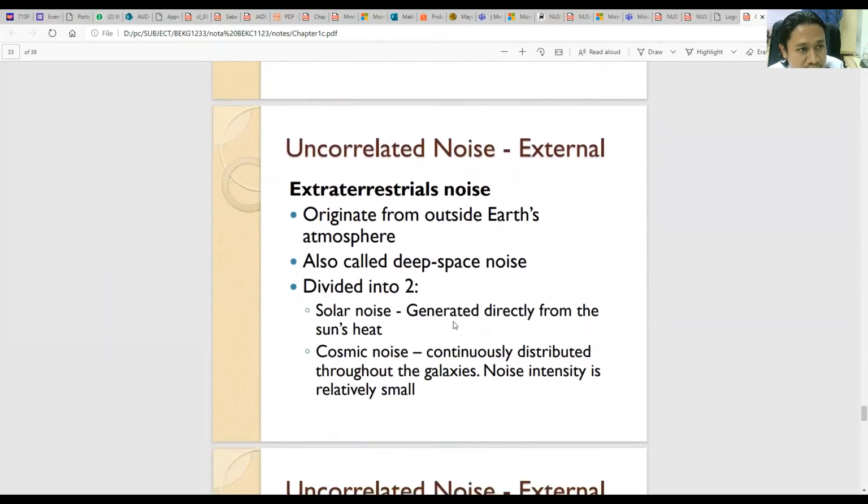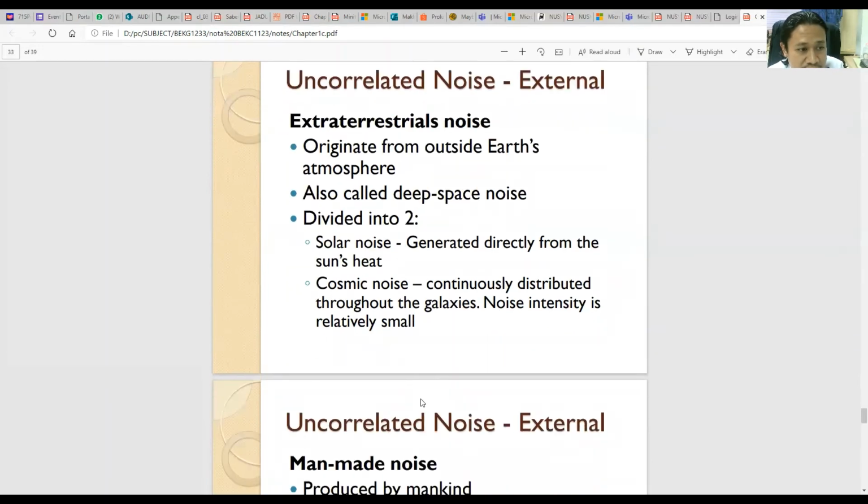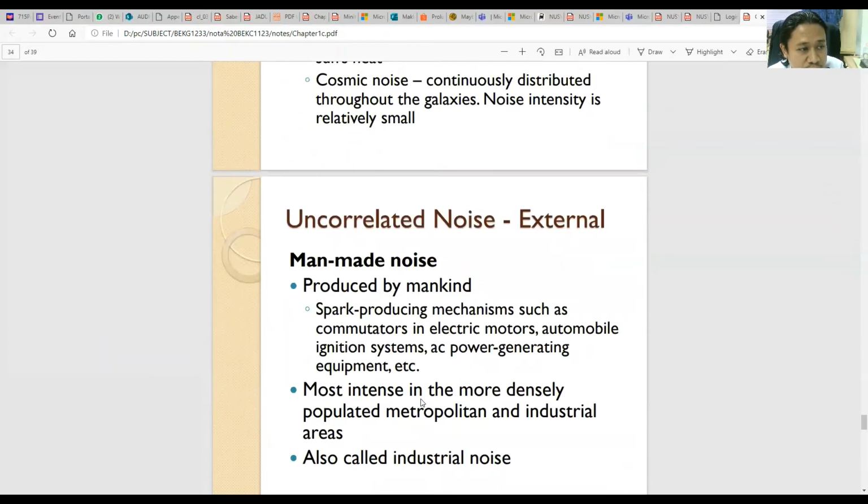Right. For uncorrelated noise, extraterrestrial noise originates from outside the Earth's atmosphere, also called deep space noise. It is divided into two categories. Solar noise is generated directly from the sun's heat. Cosmic noise is continuously distributed throughout the galaxy. Its noise intensity is relatively very small. That is cosmic noise.